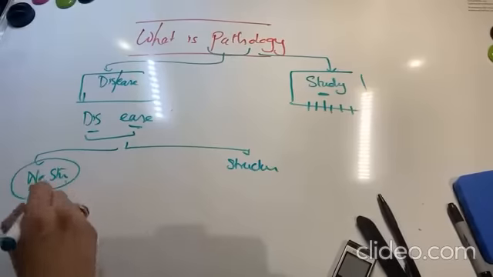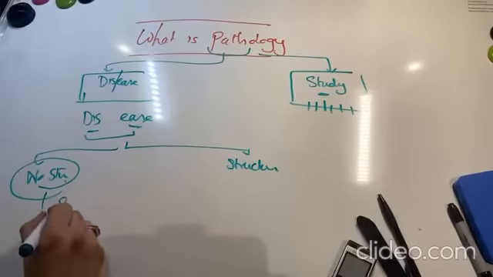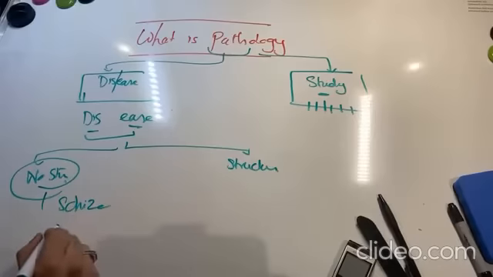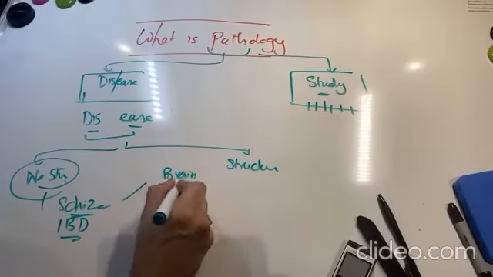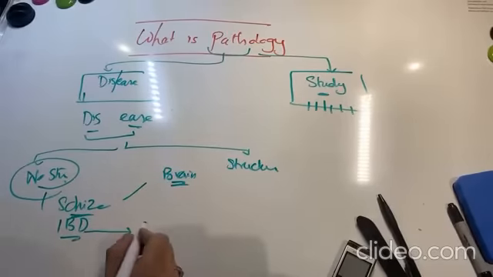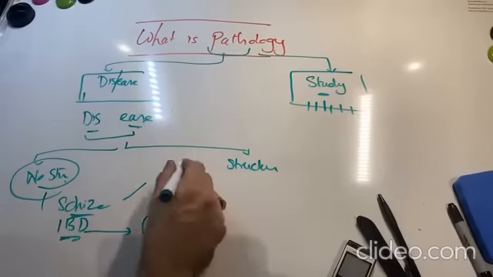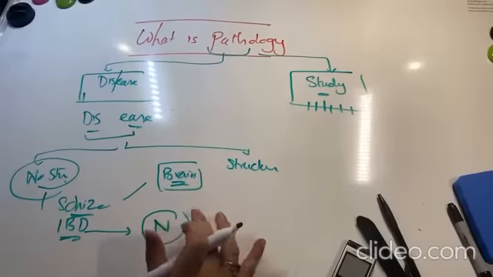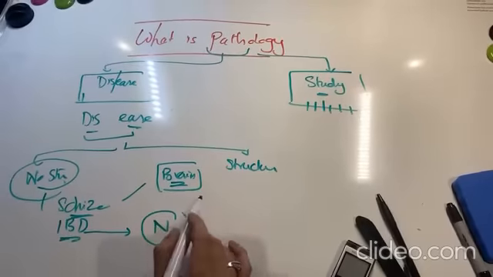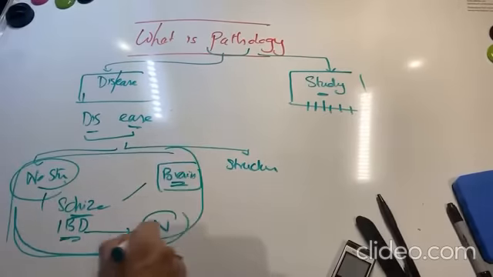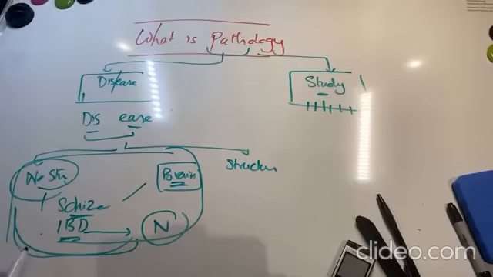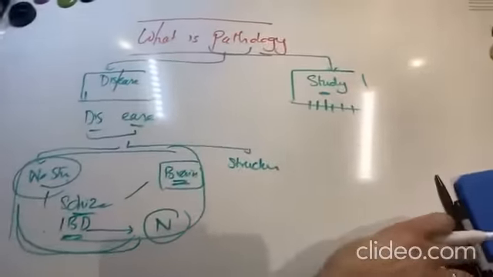For example, say schizophrenia, or something like irritable bowel disease. If you take any tissue from the brain in someone who has schizophrenia, or any tissue from the bowel of someone who has irritable bowel disease, all of these will be normal. So although you have a disease, you don't have any structural abnormality. This is not in the scope of pathology. These diseases which have no structural abnormality are away from the study of pathology.